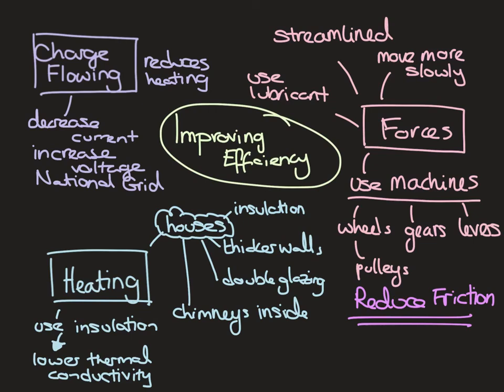If we reduce friction, we reduce the energy that's wasted and transferred to the surroundings. We reduce the energy that's dissipated. That improves the efficiency of the transfer. So this is our overview of different ways to improve the efficiency of energy transfers.